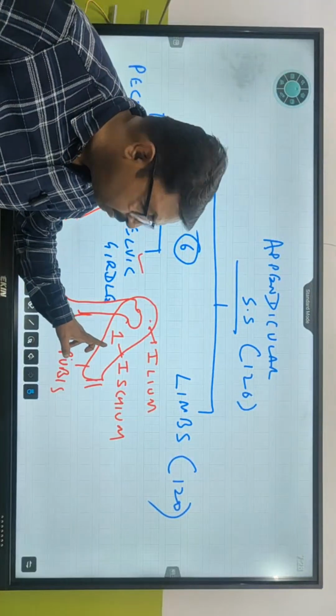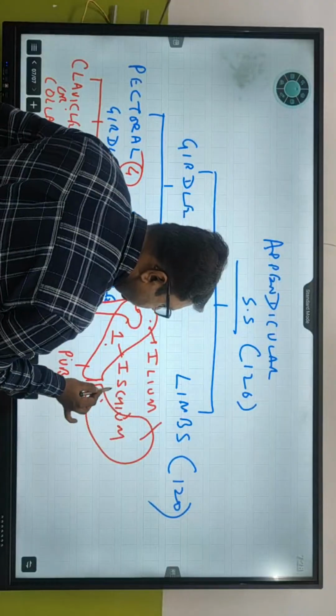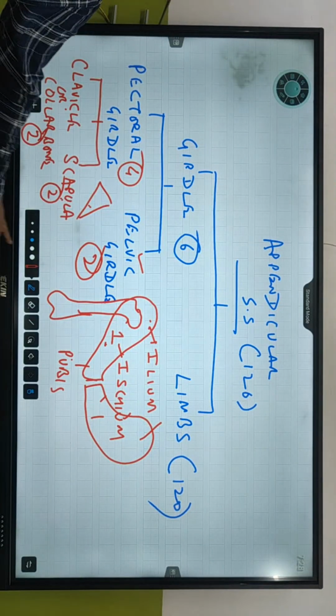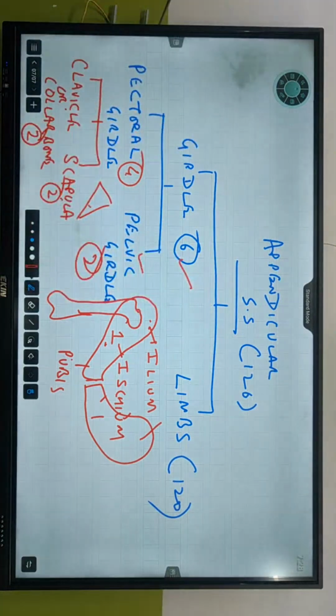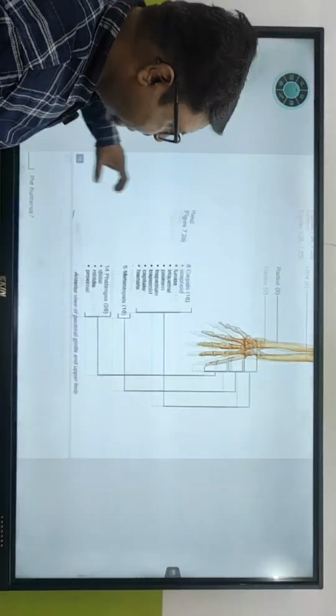Ilium, ischium, pubis makes one bone for one leg. For the other leg, another bone: ilium, ischium, pubis. So how many bones are there in the pelvic girdle? 2 bones are there. So 2 plus 4, how many bones are there in the girdle? 6 bones are there.